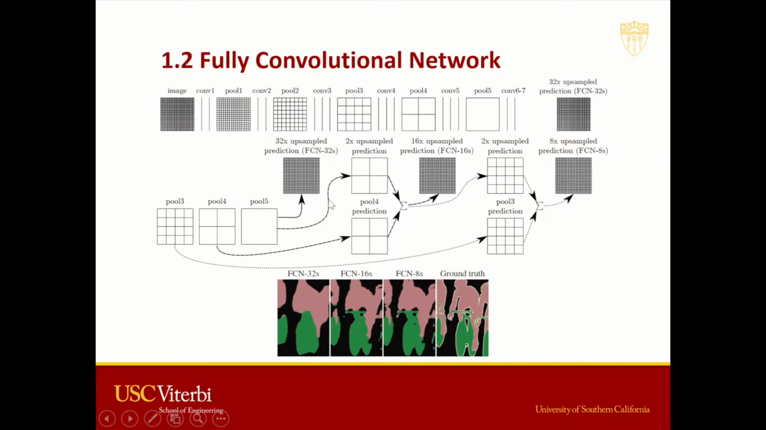And here we can also upsample this pool 5 with stride 2 and combine it with pool 4. And then add them and upsample with stride 16, we can get FCN 16s. And similarly, we can get this FCN 8s. And we can see when we add more shallow layers, we can get a better performance.